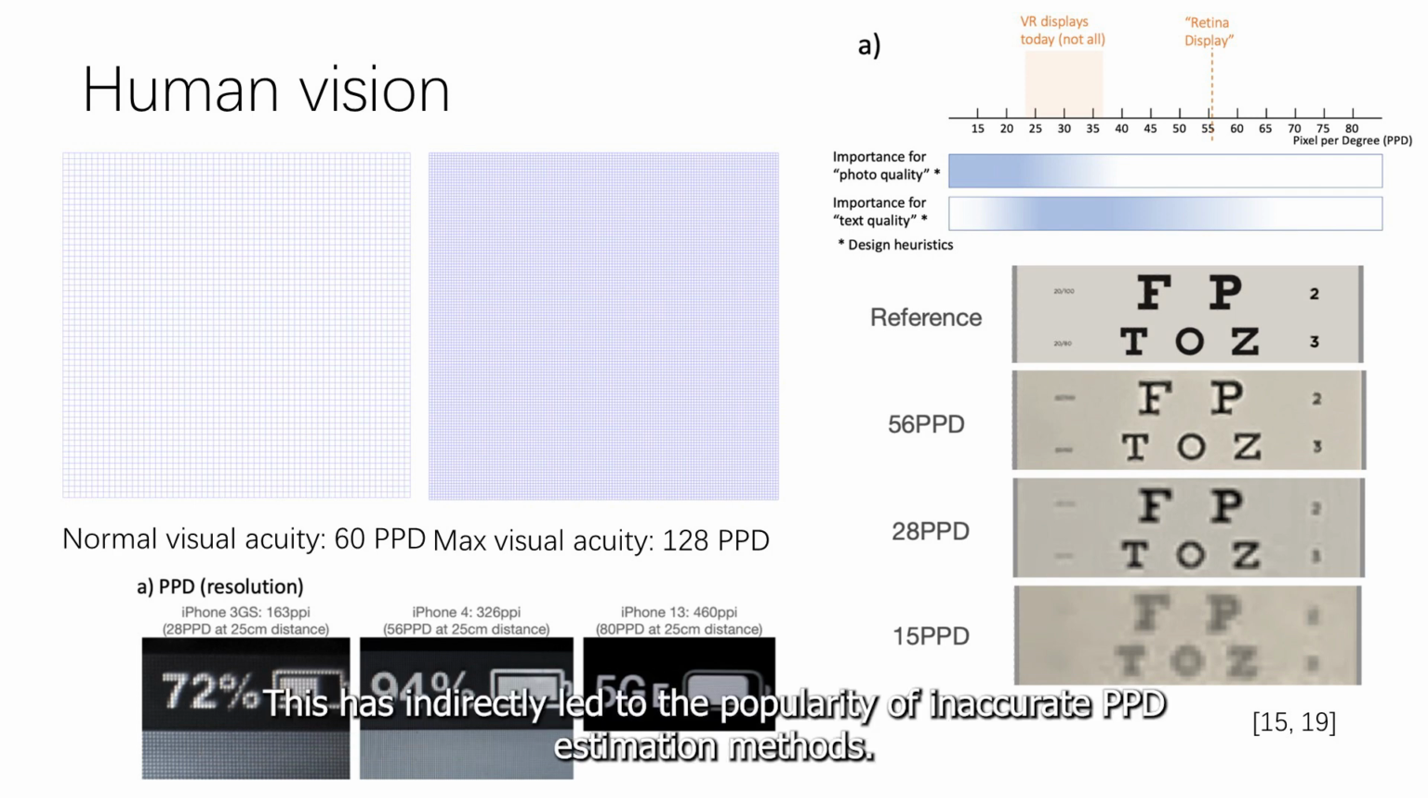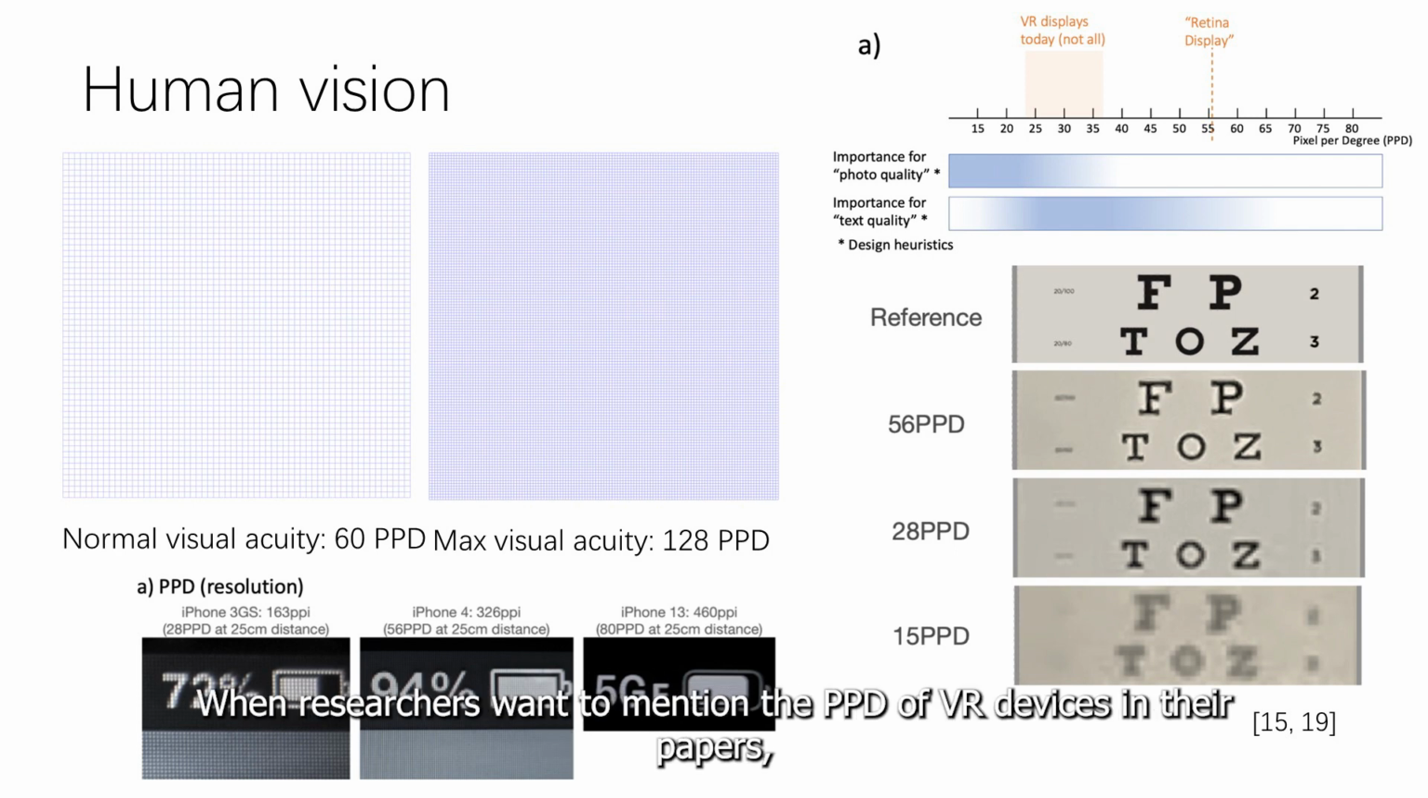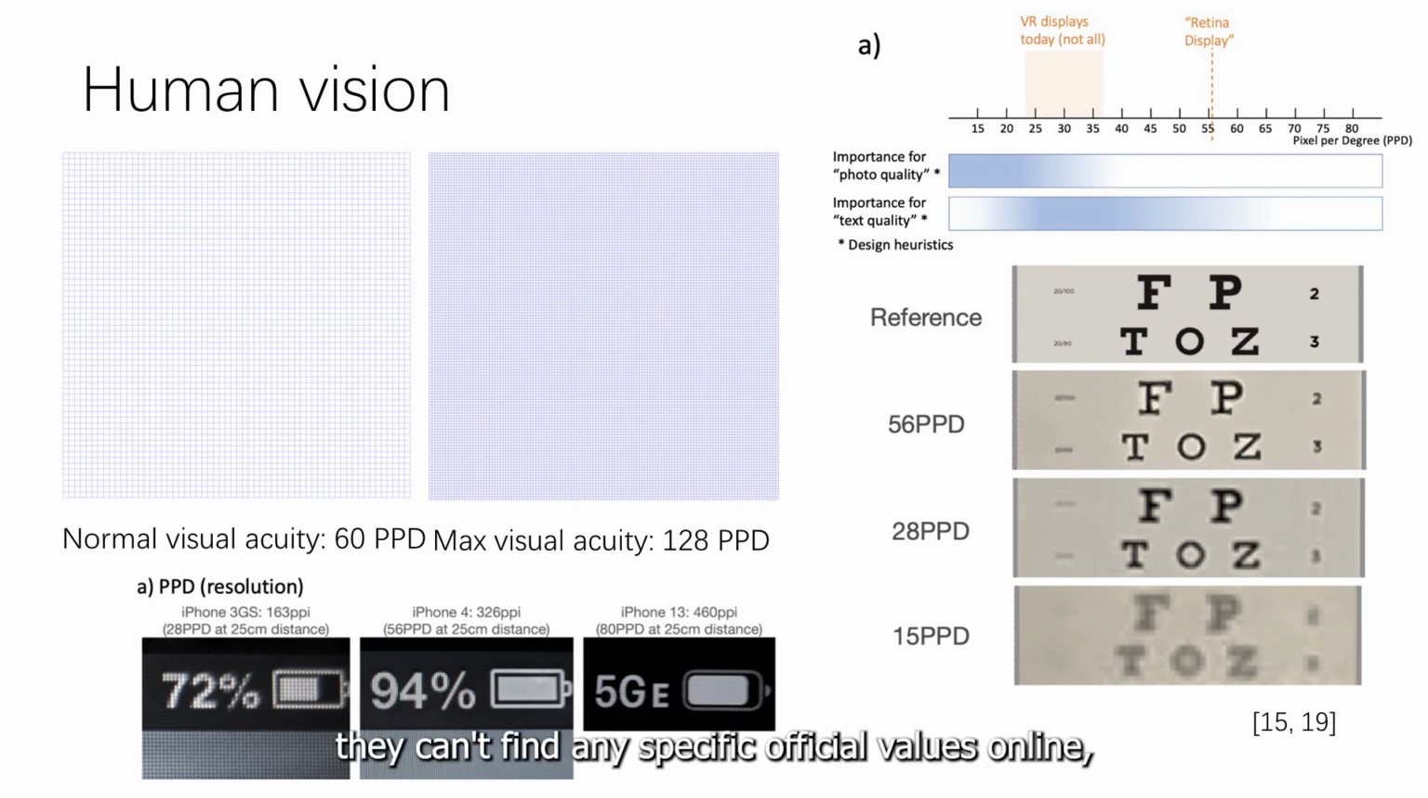This has indirectly led to the popularity of inaccurate PPD estimation methods. The absence of specific metrics also hinders scientific research related to VR visual clarity. When researchers want to mention the PPD of VR devices in their papers, they can't find any specific official values online, and they see a bunch of different third-party estimated values. In this situation, they can only choose to ignore PPD.